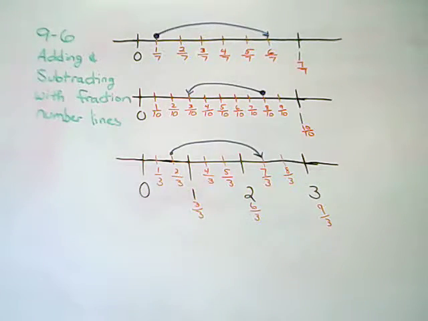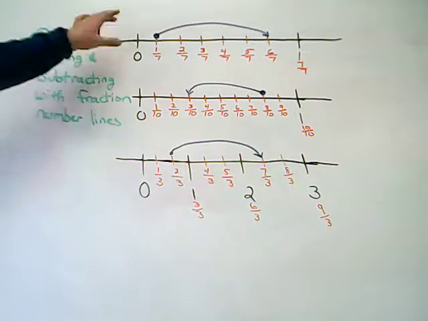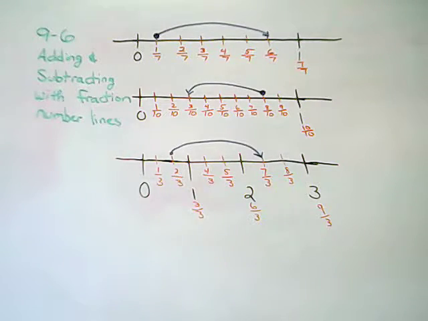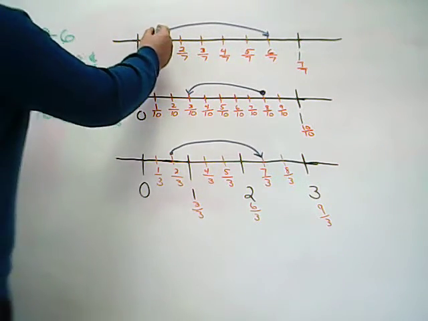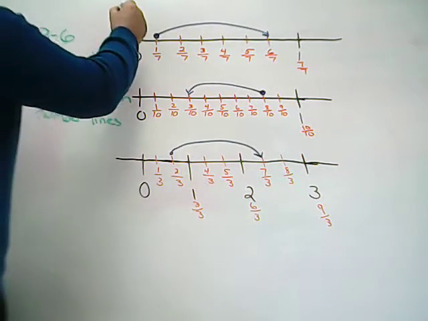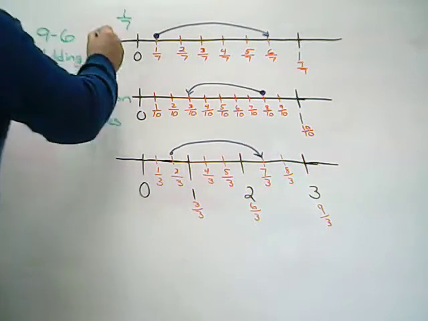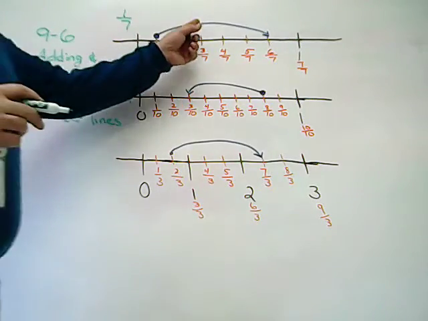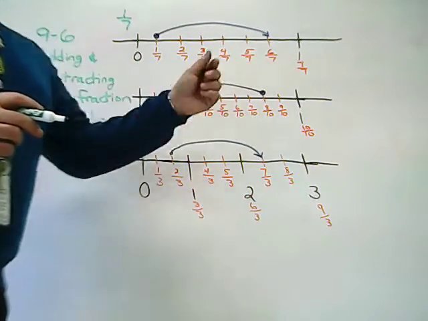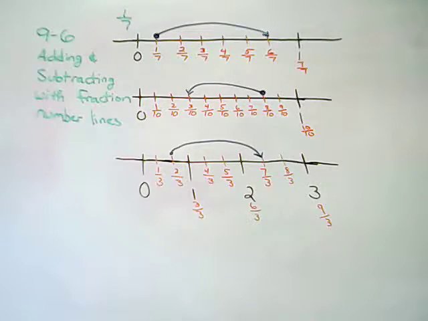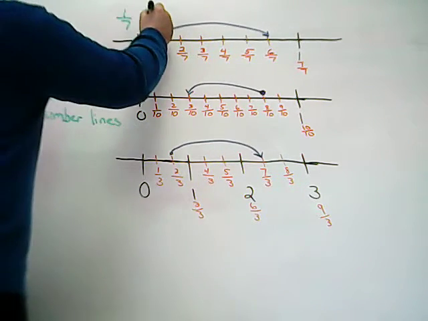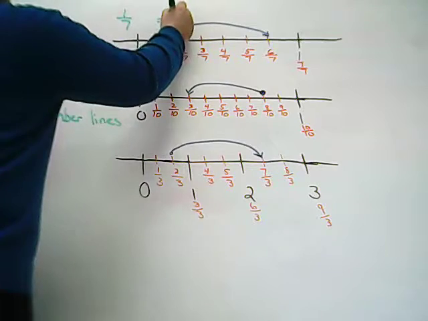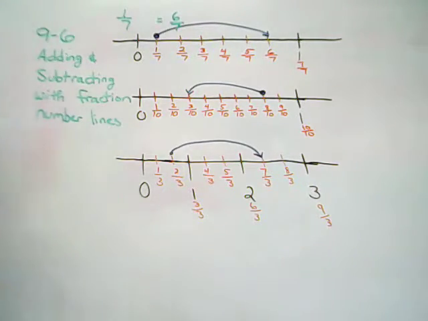What I have here is an example of how to add using the fraction number line. We started with a dot at 1/7. Easy enough. And I finished at 6/7. That's going to be my sum. That's going to be my final answer. 1/7 plus something equals 6/7. Well, how can I do the math to figure out how I went from 1/7 to 6/7?